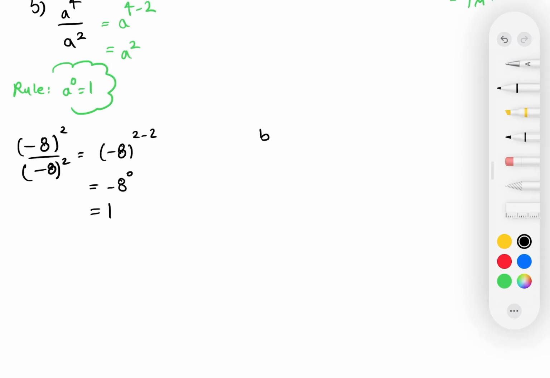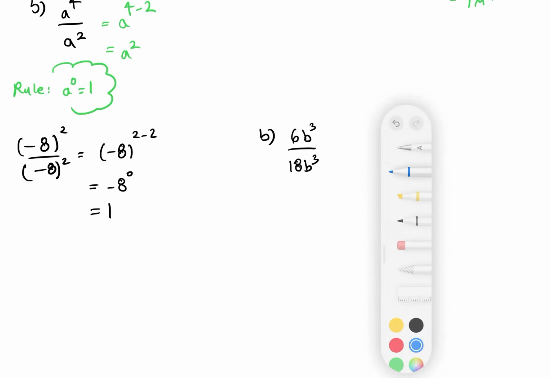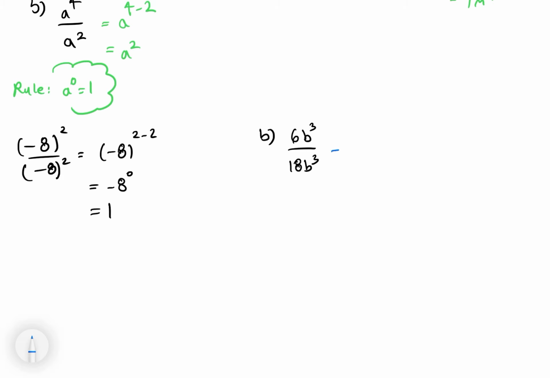Now let's say they give you something like 6b cubed over 18b cubed. How do you do this one then? Well, you can divide both numbers by 6. You get 1 on top, and 18 divided by 6 is 3. And then you have b to the power of 3 over b to the power of 3. You can separate the fraction and write it as 1 over 3 times b to the power of 3 minus 3. That is 1 over 3 times b to the power of 0, which is 1. So the final answer is going to be 1 over 3.